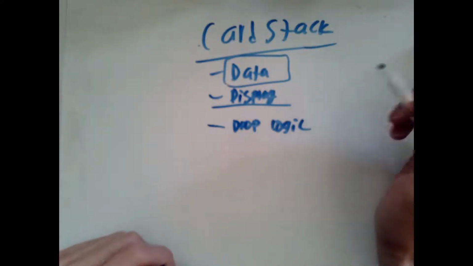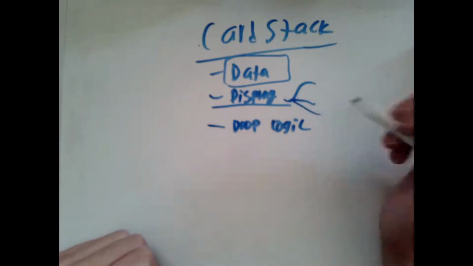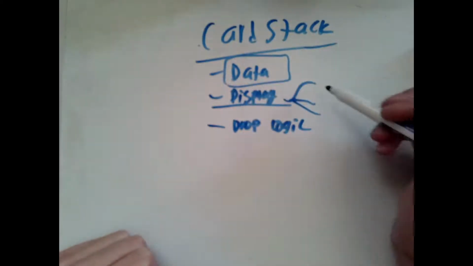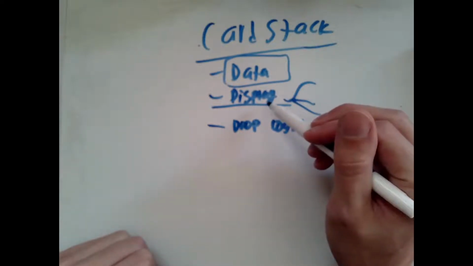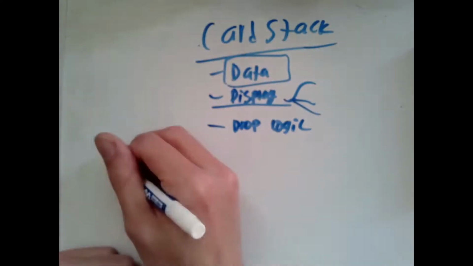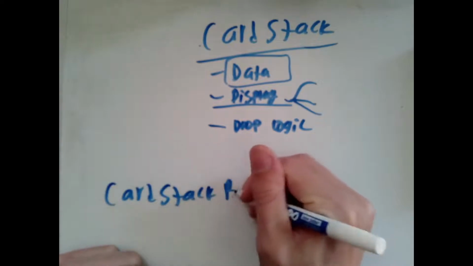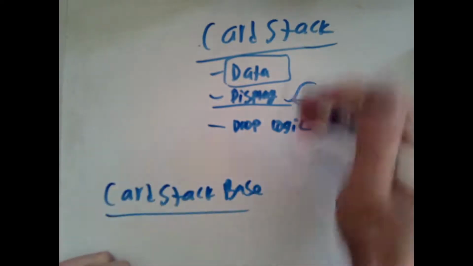Maybe not the most efficient way to do things, but it's fine. We'll split that up into different children that'll override and do their own implementation of it. And the drop logic, of course, we'll have in the parent class. So we'll have one parent class, Cardstack base, we might call it. We might just call it Cardstack.